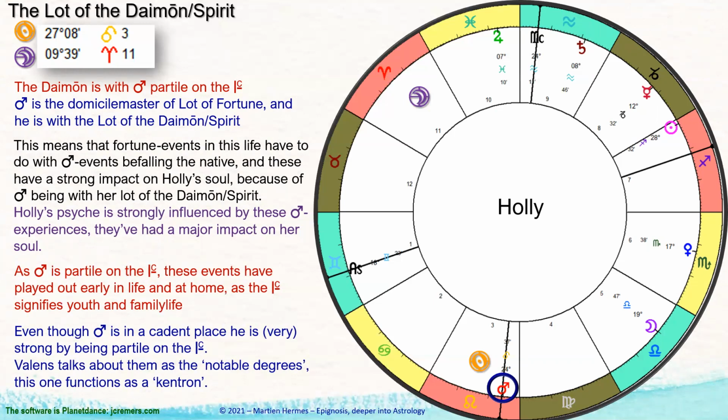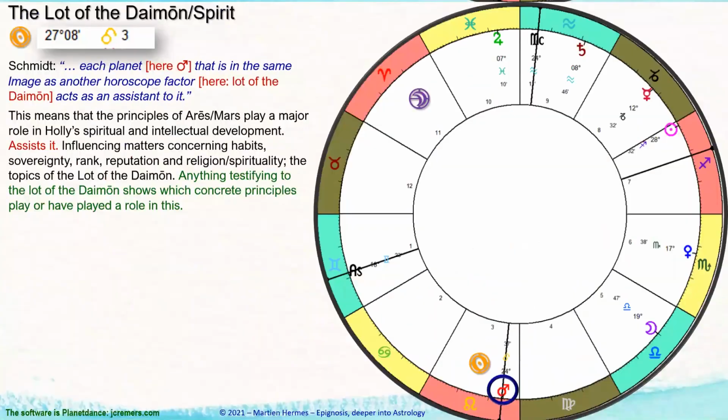And Vettius Valens talks about these specific degrees having to do with the angles, the IC, the MC, the ascendant and the descendant, as mentioned as the notable degrees. So wherever they are, they might be in the 4th place itself, but the IC can also be in the 5th place or in the 3rd place or even the 2nd place. And these are called notable degrees by Vettius Valens, indicating that they have a very strong impact on somebody's life. So that's the theory behind that. So let's have a look.